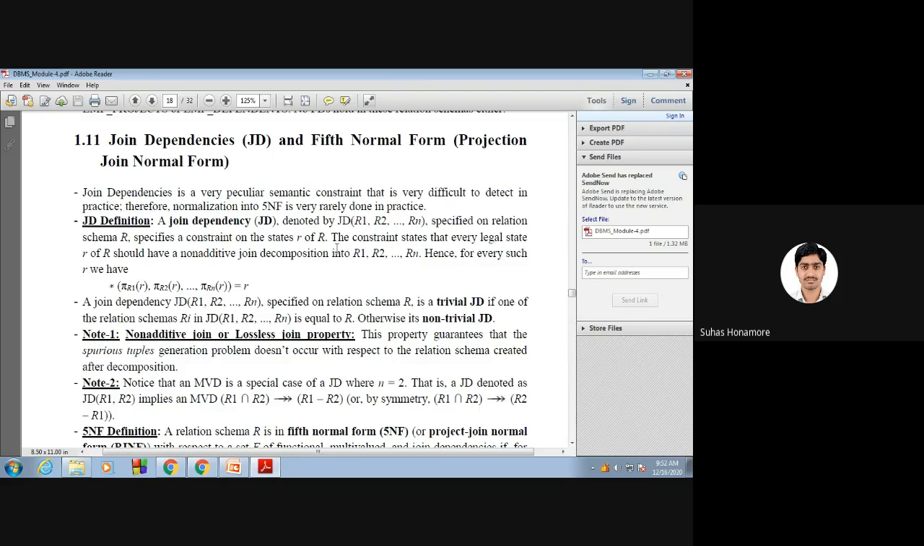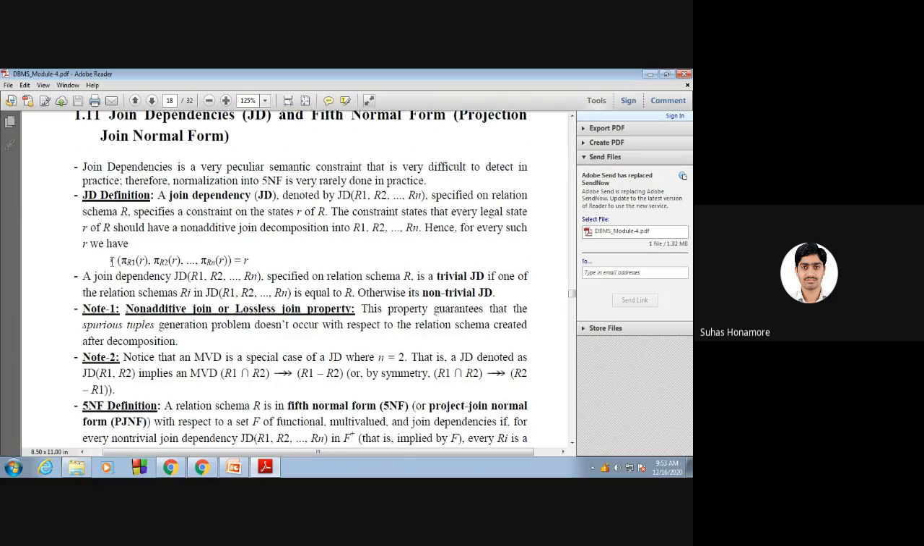Whatever relation R is given at the start, you should not lose any property, and you should not get any extra tuples. So that is my join dependency. Here we are just denoting this one. So what is join dependency? If JD, that is join dependency.